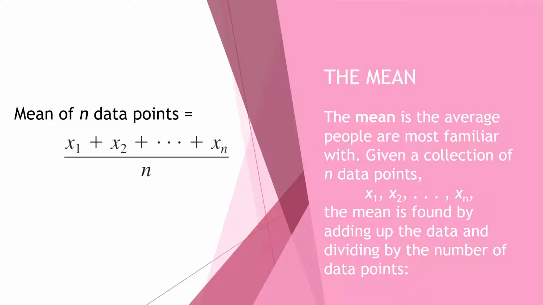So it says, given a collection of n data points, so it's labeling the data points here, x1, x2, all the way to xn. So each of these little x's represents one of your data points. If you have a collection of data points, the mean is found by adding up the data and then dividing by the number of data points. So over here on the left, you see the formula. The mean of n data points is found by adding up all of the numbers and dividing by n, where n is the number of data points that you have.